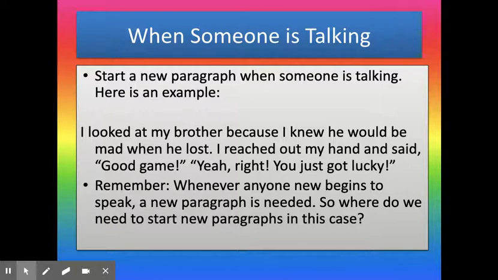Remember, whenever anyone new begins to speak, a new paragraph is needed. So where do we need to start the new paragraphs? So there's going to be two paragraphs in this case. I'm going to read it one more time.